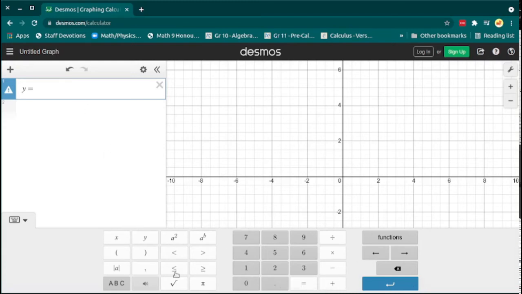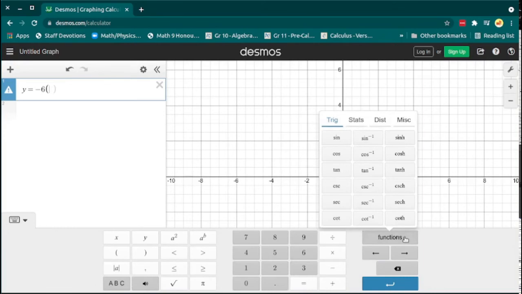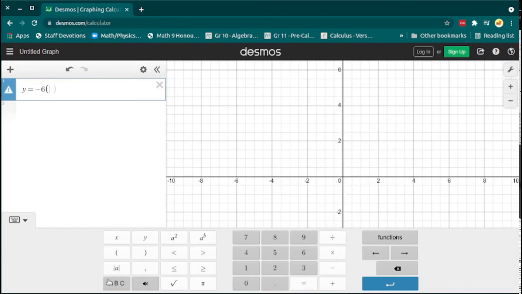So I had negative 6, so I'm going to go negative 6 or subtract 6, parentheses. Now to get a fraction, you can use the slash bar on your keyboard, or you can also go to, give me a second, functions, no, how do I get fractions again?